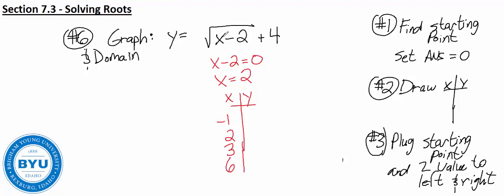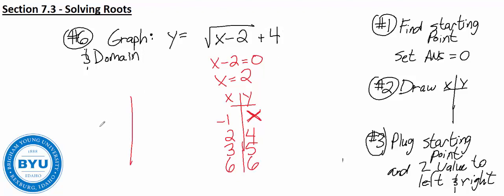If I plug a -1 here, I get -1 minus 2. That's going to be a negative under the square root. That's not going to work. Let's plug 2 in. 2 minus 2 is 0, plus 4 is 4. Let's plug 3 in. 3 minus 2 is 1. Square root of 1 is 1. 1 plus 4 is 5. 6. 6 minus 2 is 4. Square root of 4 is 2. Plus 4 is 6. Okay.